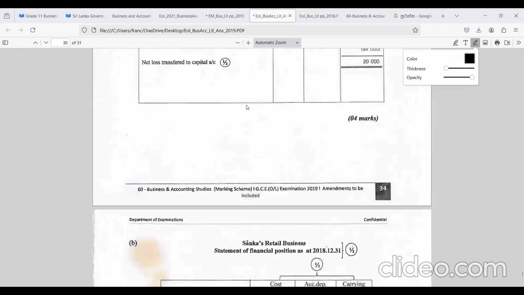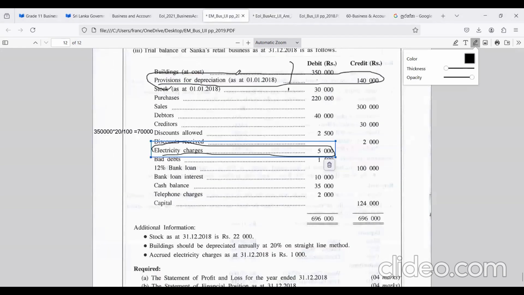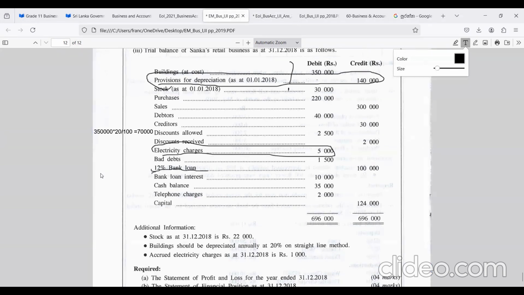I think you were happy that it is ending with 3 adjustments, but there is a hidden adjustment, that is the 12% bank loan. So always if you see a percentage on the bank loan, it means it is an adjustment. You have to remember that. Now I will elaborate this further. 100,000 into 12%, so I am getting 12,000. You know, bank loan interest.